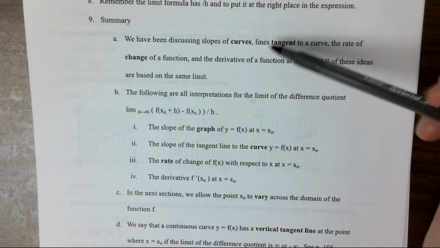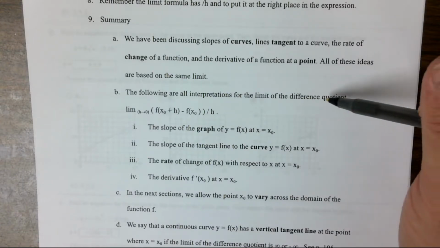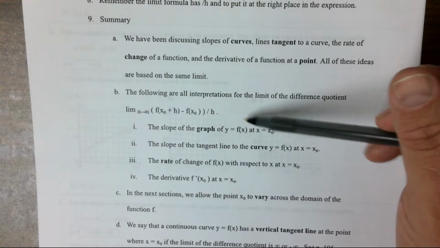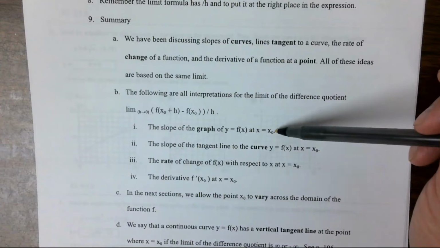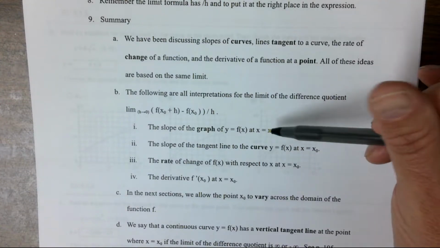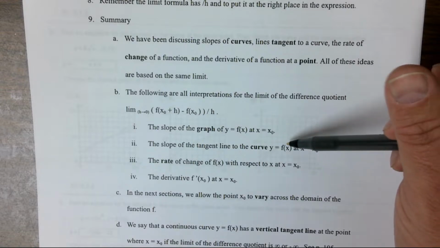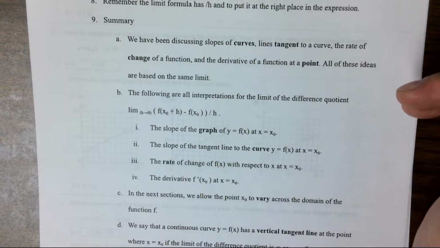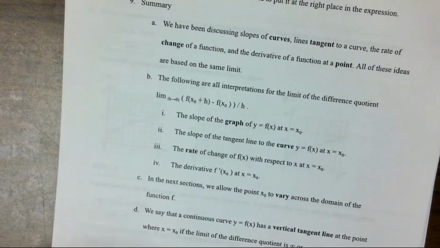So here's your summary of it. The following are all interpretations for the limit of the difference quotient: the slope of the graph at x equals x0, or x naught as they call it, the slope of the tangent line to the curve, the rate of change, and the derivative. So anyway, there's general things.